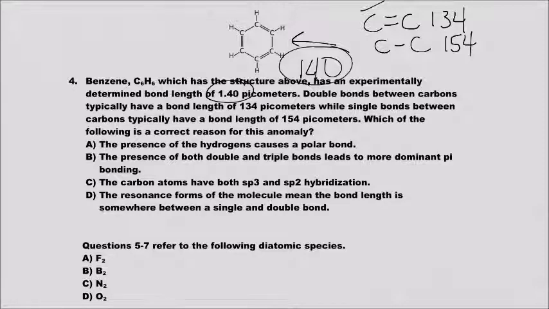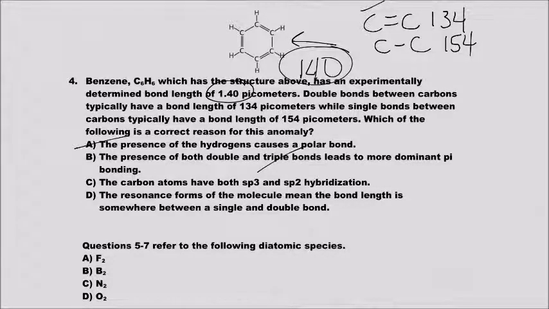So if we go through, is it about a polar bond? Not necessarily, right? The bond length has to do with how strongly these are bonded, because the stronger they're bonded, the more the electrons are pulling the atoms closer together. The presence of both double and triple bonds, well, that's not even a true statement. I'm not even going to finish reading that. We don't have any triple bonds.